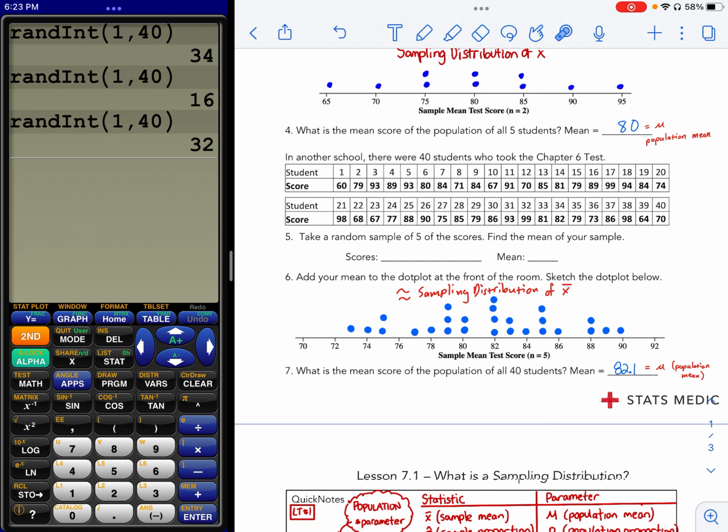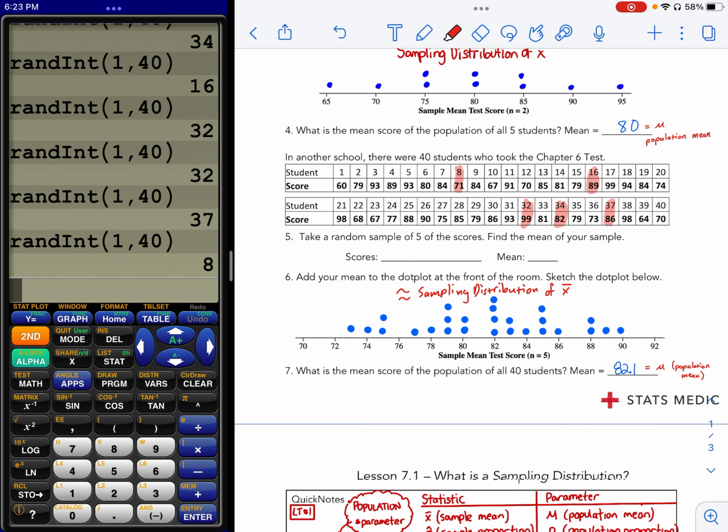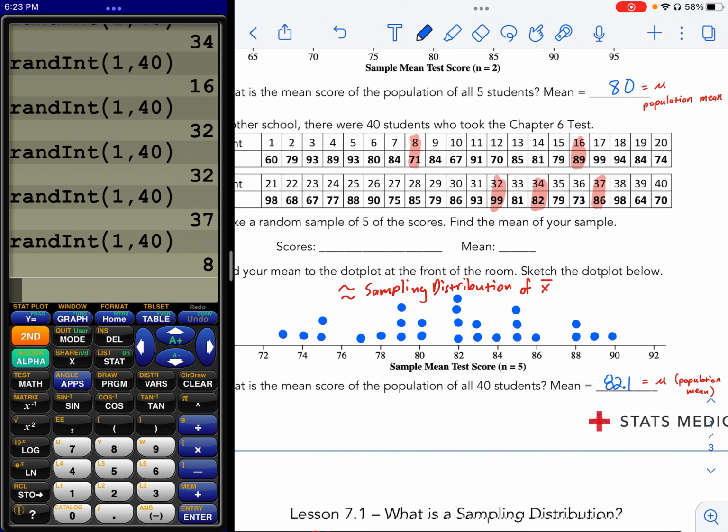So you can pause it right now, take your own sample, and then hit continue when you're ready to move on. For me, I might as well just use these numbers. So 34, I'm going to use, so where's that? 34 is this person. 16 is this person. 32nd is this person. 32nd again, I'm not going to do the same person twice. This is without replacement. 37 up here, and 8. So those are my scores that I'm going to use.